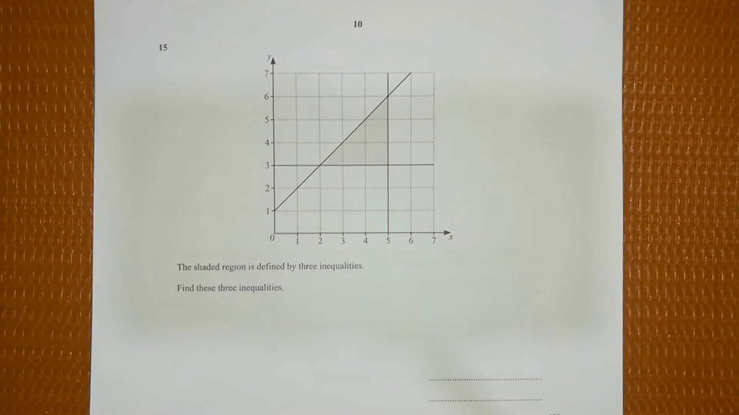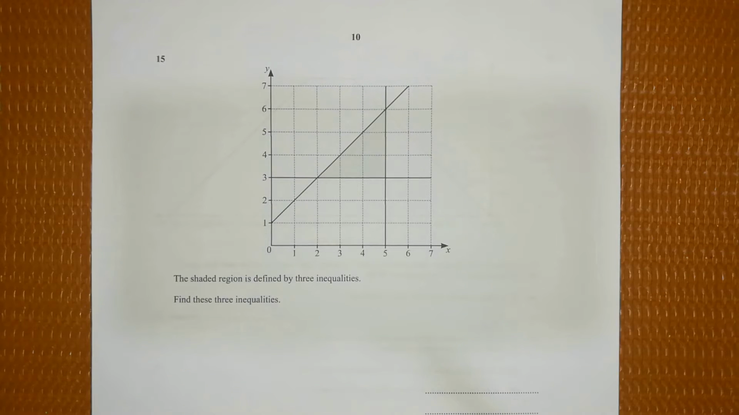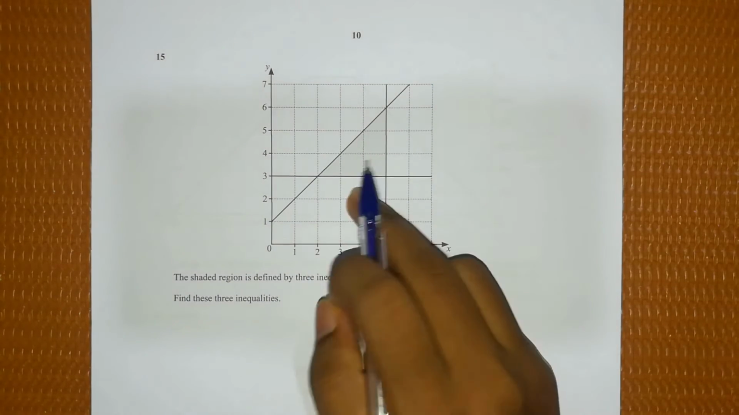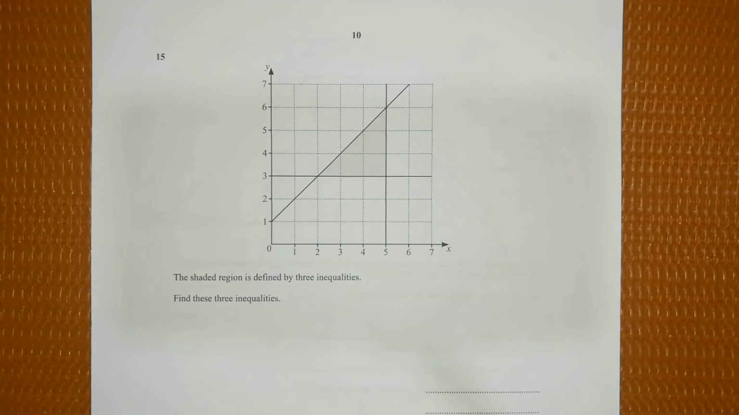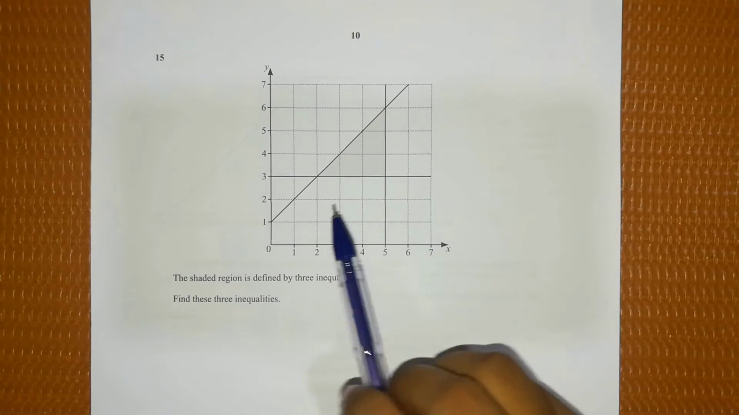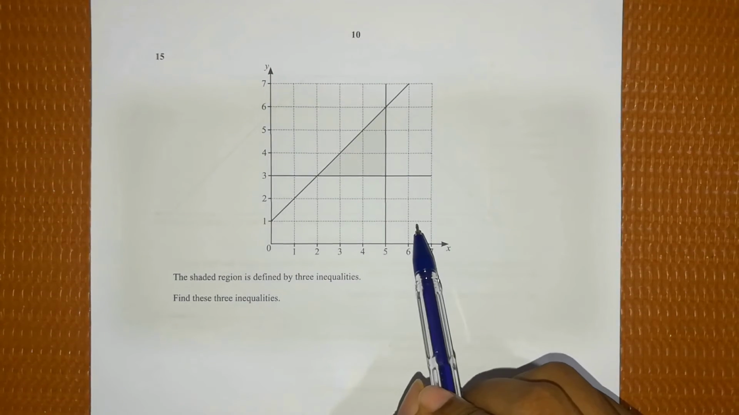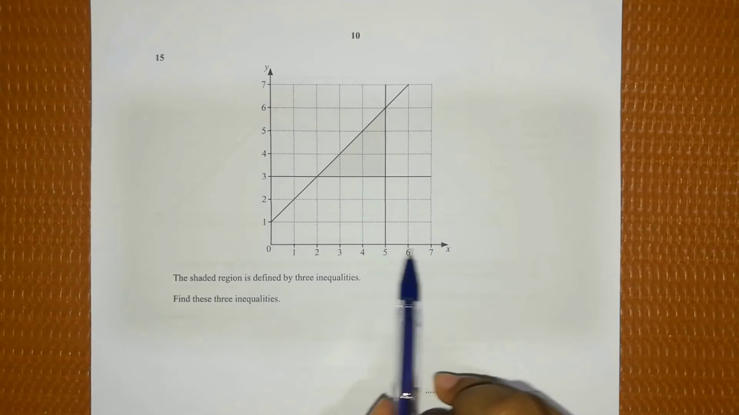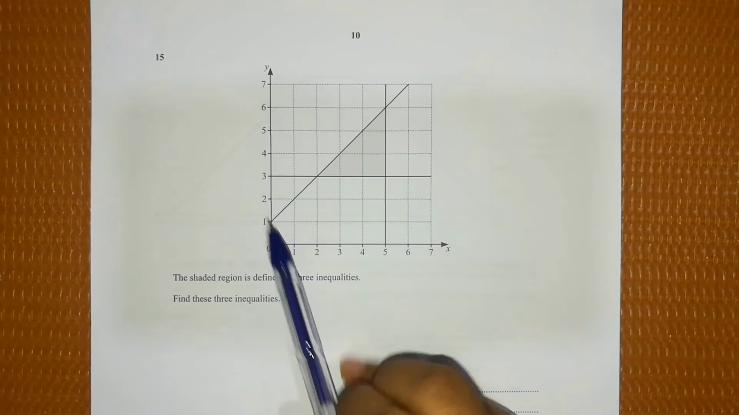Question number 15. You are given a Cartesian plane and you can see there is a shaded region here. They say the shaded region is defined by 3 inequalities. Find these 3 inequalities. It is really easy to get these 2 lines first, because you will notice these lines are parallel to the axis. When we consider this line, that is parallel to the x-axis and it cuts the y-axis at 3.